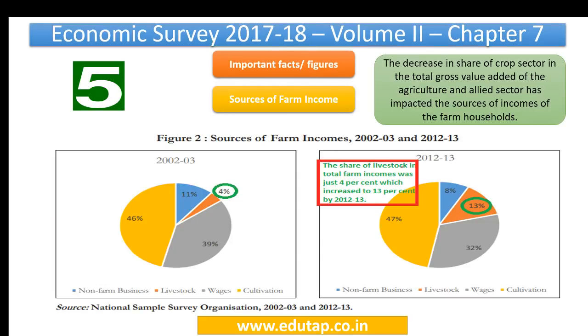Then coming to the sources of farm income. This particular information is taken from the National Sample Survey Organization, and we can see here the pie charts that have been given. The important point to note is the share decrease or increase. So just have a look at these two pie charts and see the comparison. I have also written here the gist, the important takeaways from each of the points that we are discussing. So kindly go back and have a look at these.